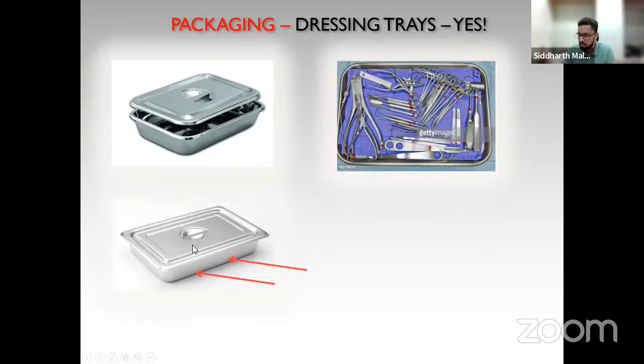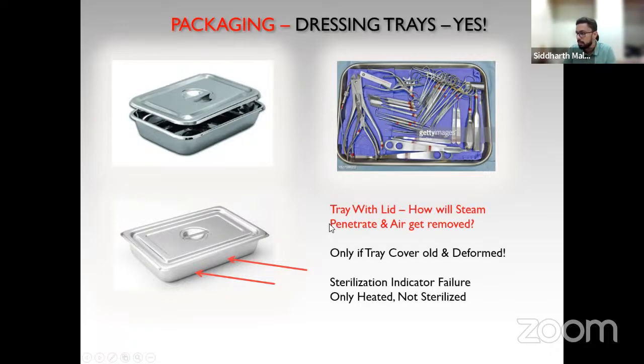Imagine that you have a tray and you have placed a lid on that. Now, where is the space for steam to penetrate and go inside? If you have closed the lid, there is no place for steam to go inside or air to come out. Then how will the sterilization actually happen? Only if the cover of the tray is old, if the trays are deformed, only then there will be space. So if you decide to use your trays, open the cover, keep it below, then pack it with linen. That is one way.